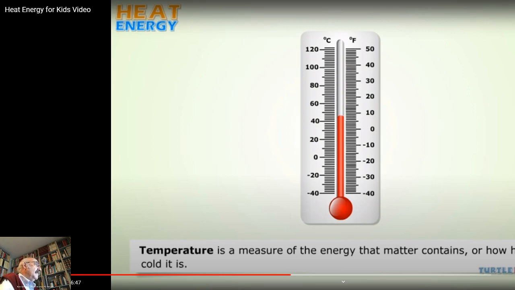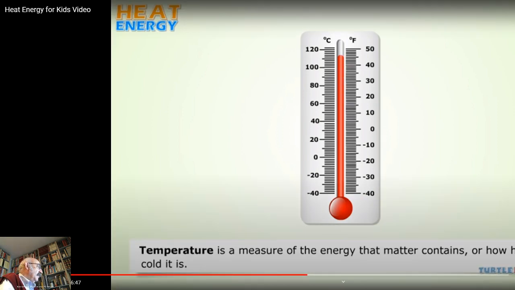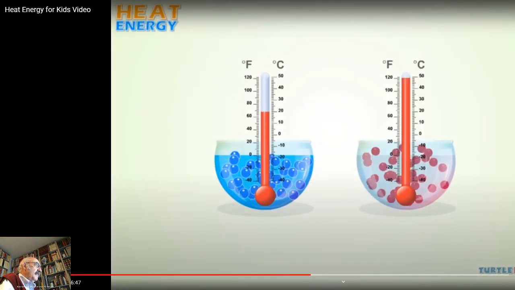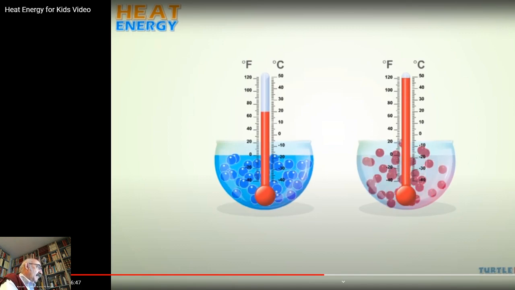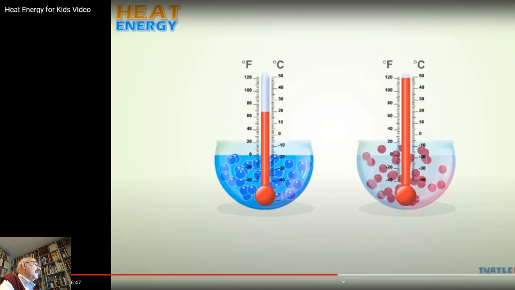So, when you use a thermometer, you are measuring how fast or slow the particles in matter are moving. The faster the movement of the particles in an object, the higher the temperature of the object will be. Heat, once again, is the transfer of an object's energy to another object with a lower temperature.